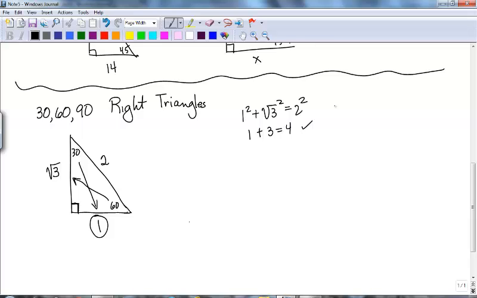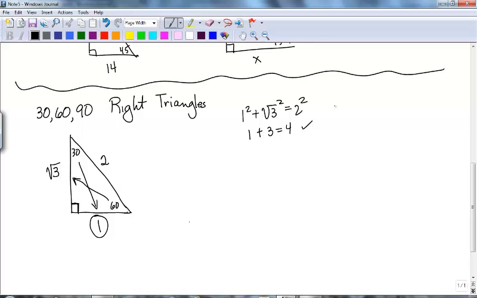I'll say it a couple more times. The longer leg is radical 3 times the shorter leg. So the short leg is 2 radical 6? Nope, it'd be 2 radical 3.